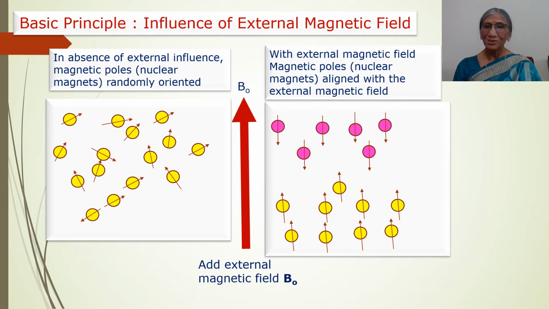The lower energy state is one where the nuclei are aligned with the external magnetic field, and the higher energy state is one where the nuclear magnets are aligned against the external magnetic field. There is a very little difference in the population of the two states.